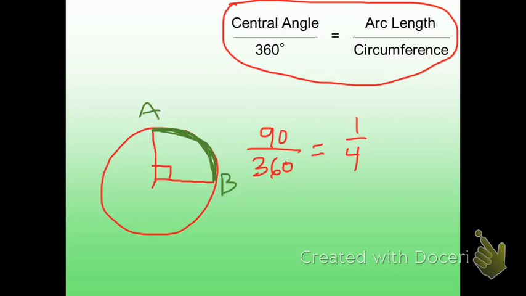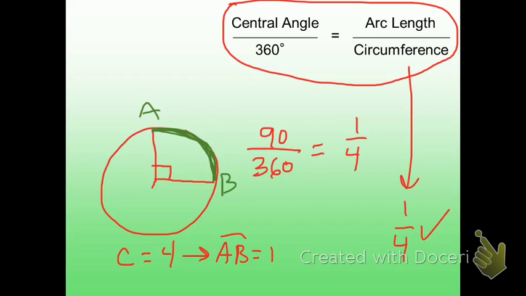So if this entire circle had a circumference of 4, then that would imply that the arc AB would have a length of 1. So the arc length divided by the circumference would also be 1/4. So just think back to that easier example, why it makes sense. The ratio of the central angle over 360 equals the arc length over the circumference. And it's also because 360 and circumference both represent the entire circle, and arc length and central angle both represent just pieces of the circle.